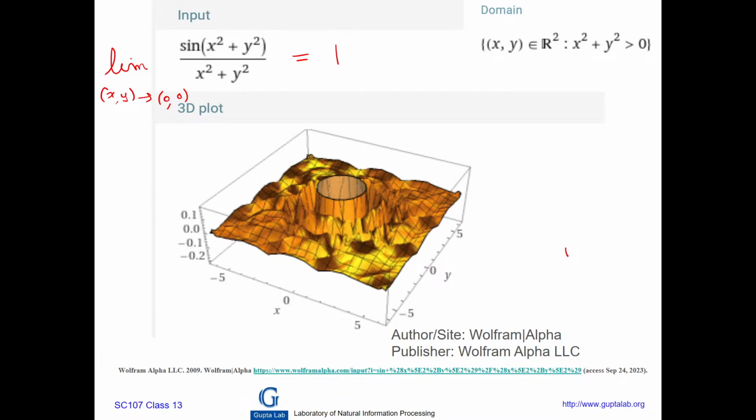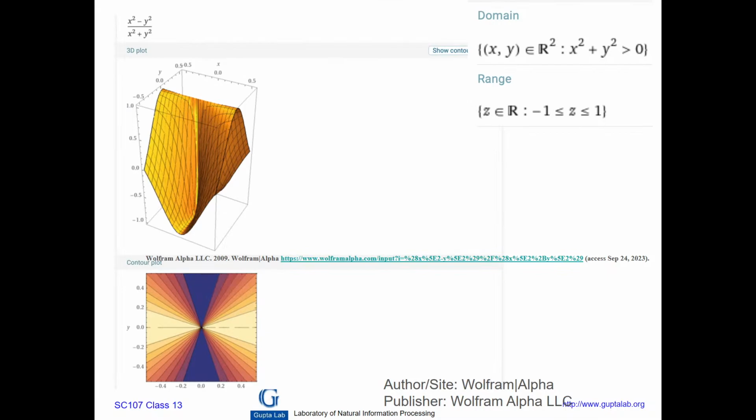Let us take another one. The function is x square minus y square divided by x square plus y square. And I want to find whether the limit as (x, y) approaches (0, 0) exists or not. Okay? So I should mention this. The limit as (x, y) approaches (0, 0) of this function is what? I don't know whether you are able to see this: x square minus y square divided by x square plus y square. This is your f(x, y).